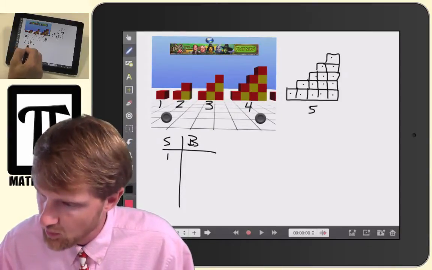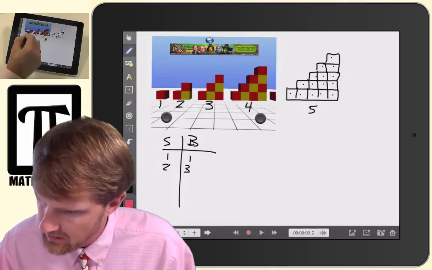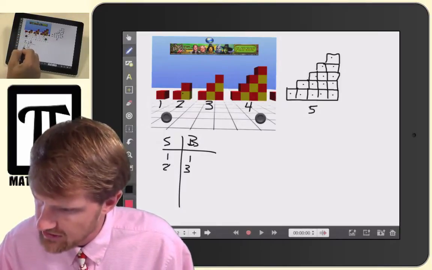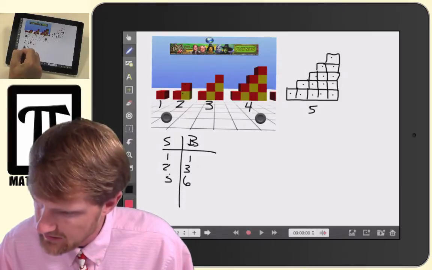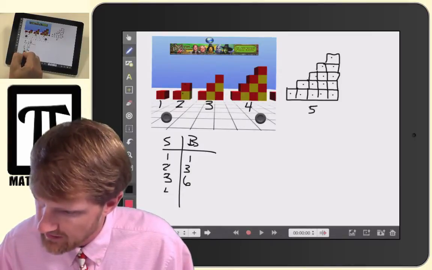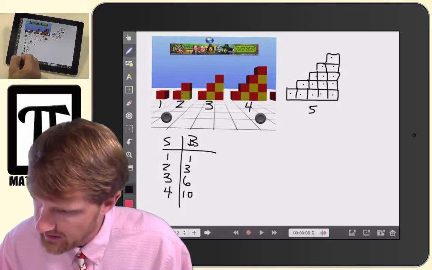Staircase 1, we had 1 block. Staircase 2, we had 3 blocks. See, 1, 2, 3. Staircase 3, we had 6 blocks. Staircase 4, we had 10 blocks. Staircase 5, we had 15 blocks.